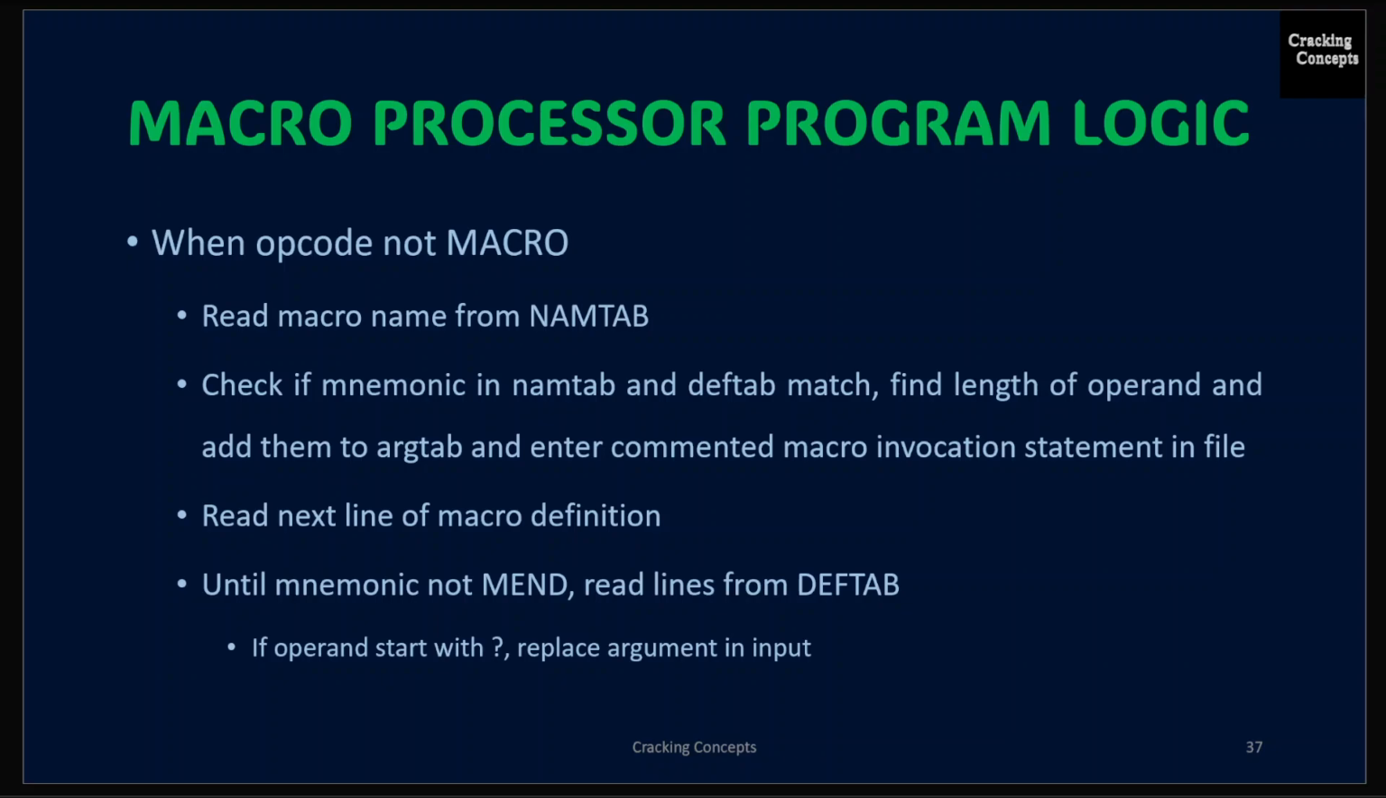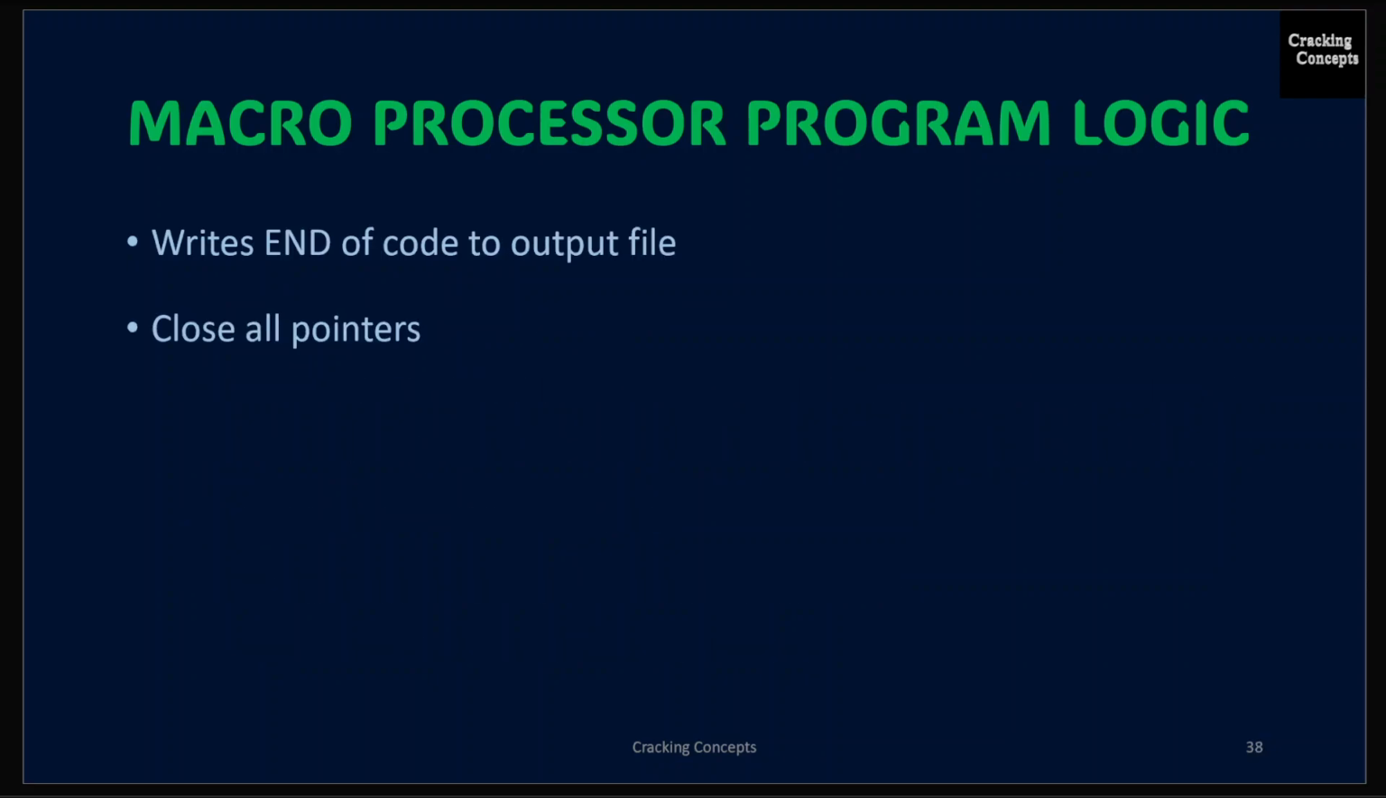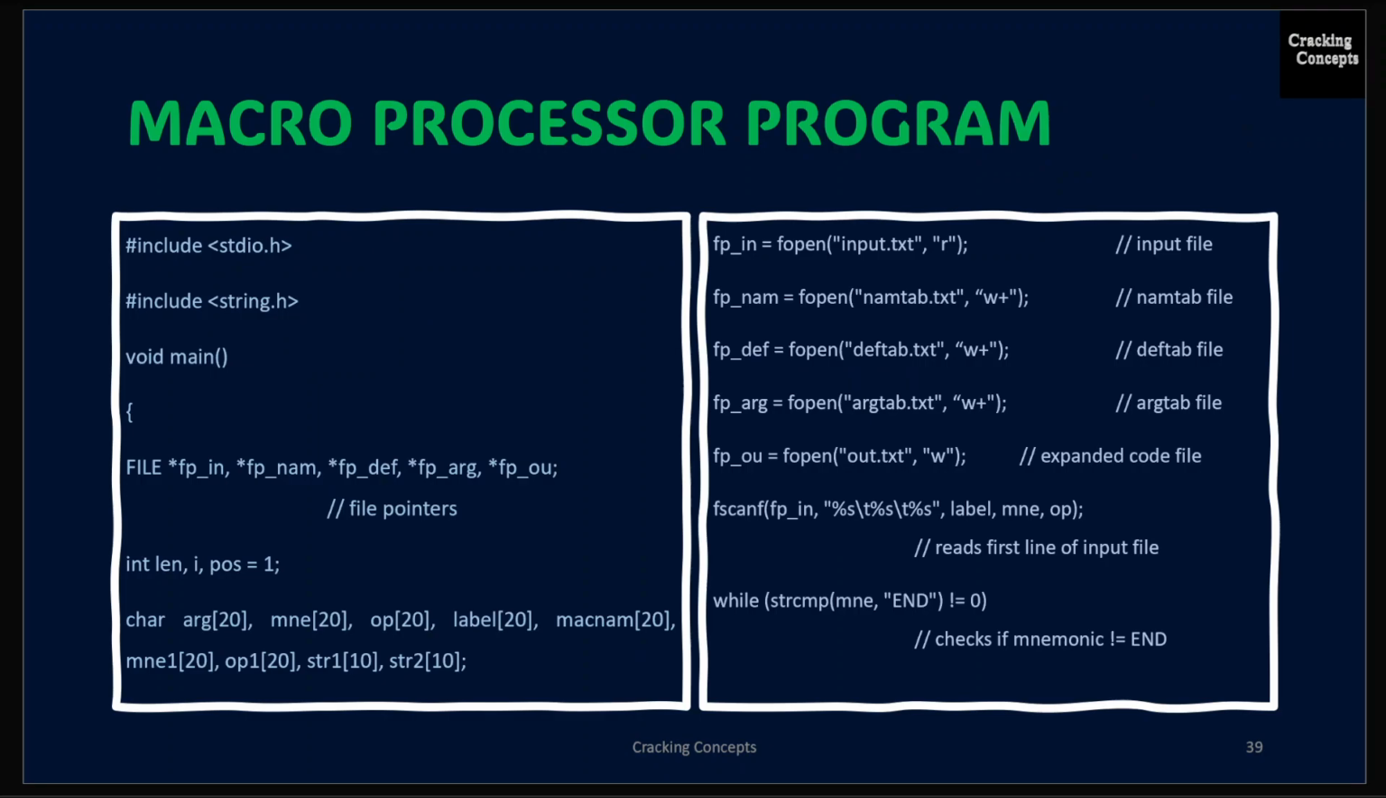Now it checks if the operand starts with a question mark or not. That means it is the positional notation we gave before. There we substitute the arguments from the ARGTAB. We replace their names. And finally, the end of the program is reached, which is written to the output file, and all the pointers are closed. Now this is the program of the macro processor.